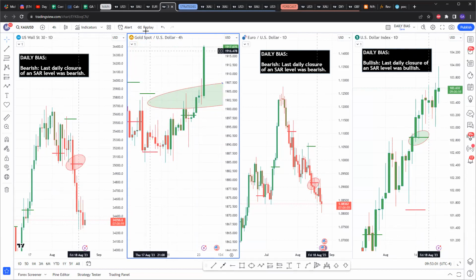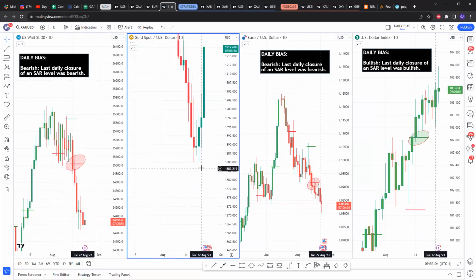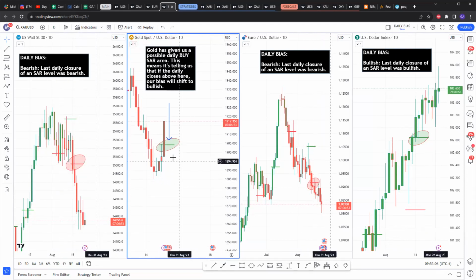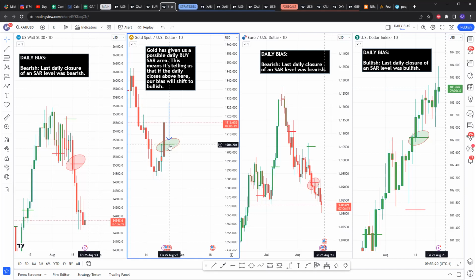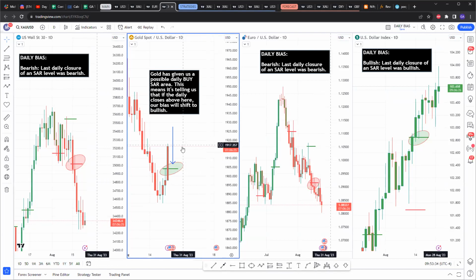Now, of course, if we want to buy gold here on the daily, you see how far this candle has pushed up from the daily buy SAR? It has pushed up about 130 pips. Same logic we used on the reversal indicator. Since this is a daily candle, by the time it's closing, who knows, this daily candle might close all the way here, meaning gold pushed up all the way from here.